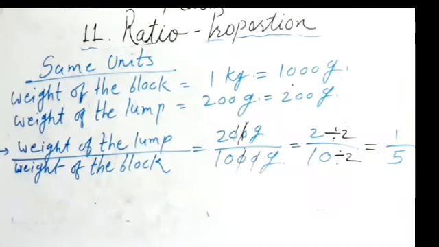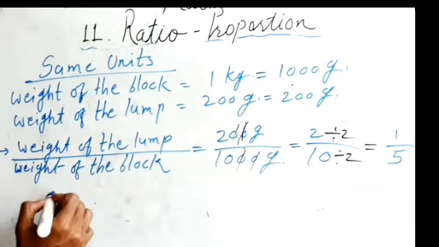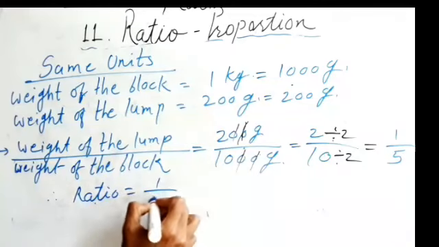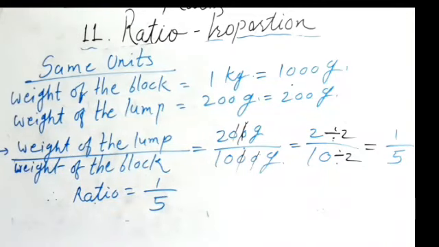So what do they ask? Find the ratio. So the ratio of the weight of the lump of jaggery to that of the block is 1 upon 5. Therefore the ratio is equal to 1 upon 5, or you can write the full answer as it is given in the textbook: Thus, the ratio of the weight of the lump of jaggery to that of the block is 1 upon 5.